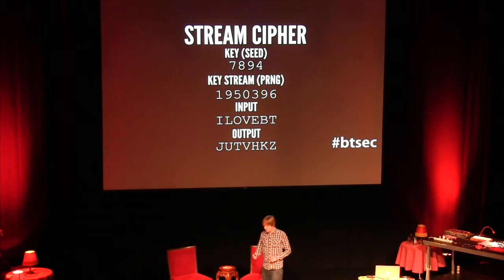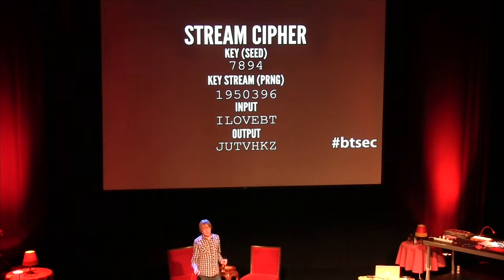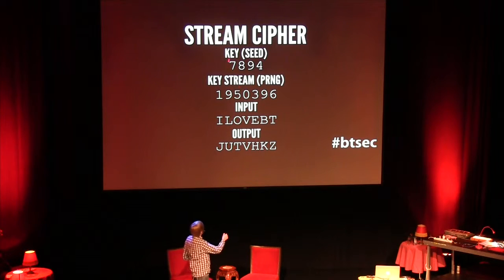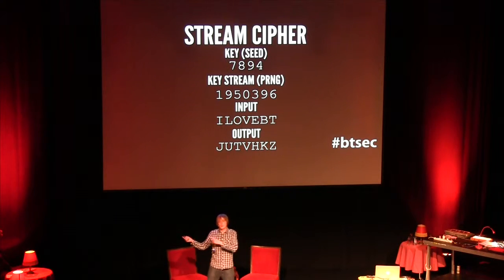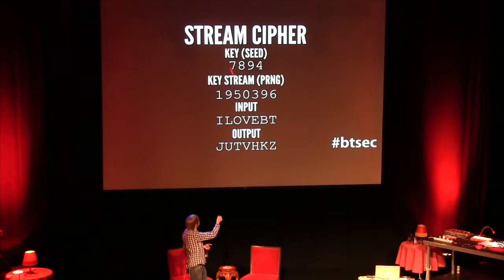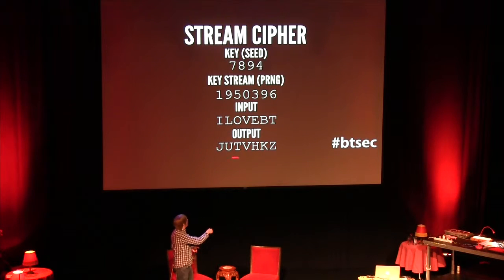And then there's another kind of cipher called a stream cipher, which is what SSL uses, where you have a key, which is your random seed number, a key stream, which is your random number generator, that chucks out numbers based on the key seed, and then input, output. That's kind of how SSL works in a nutshell.